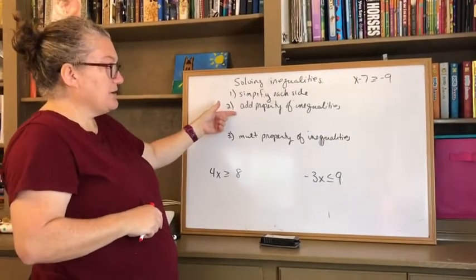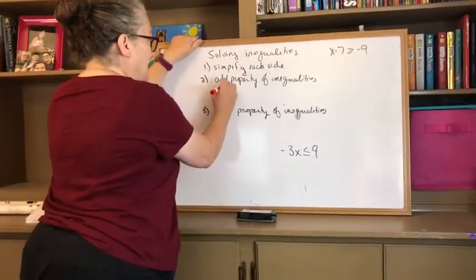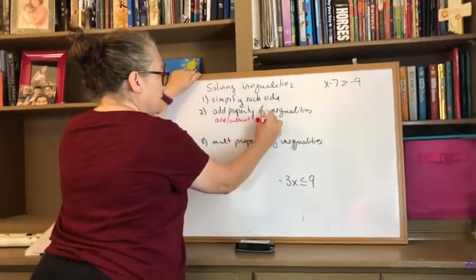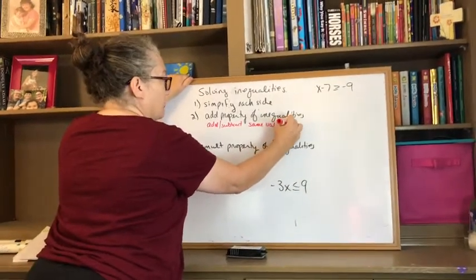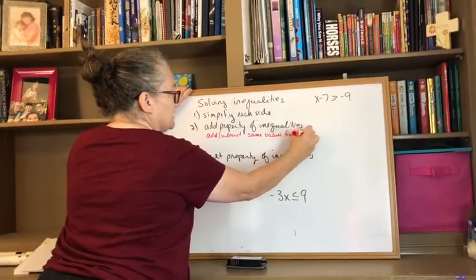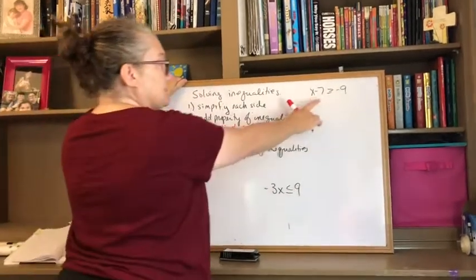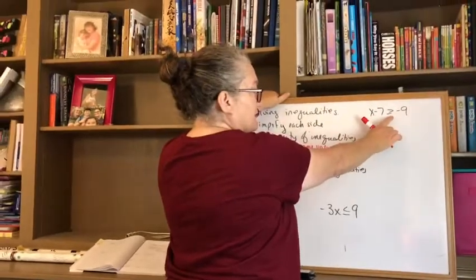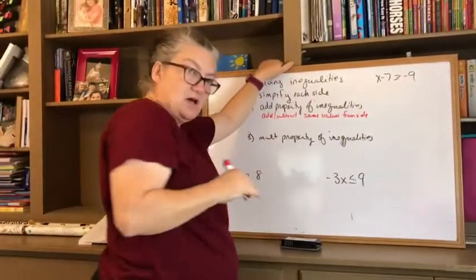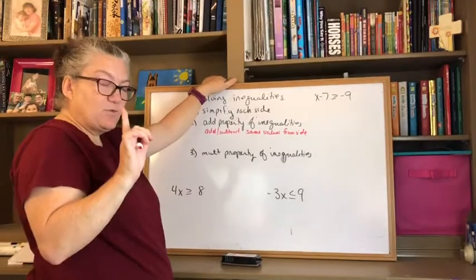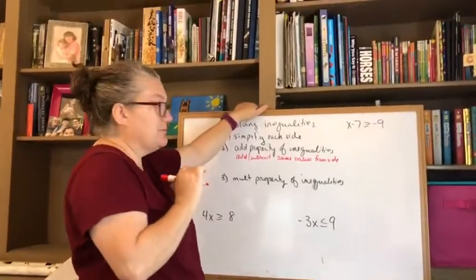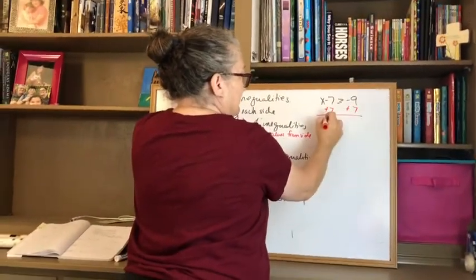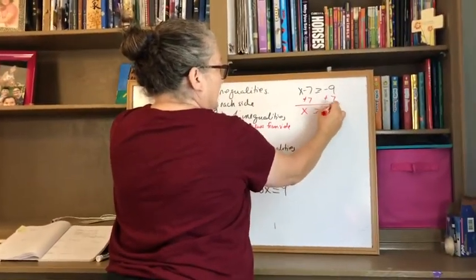Now, the addition property of inequalities says that we can add or subtract the same values from both sides without changing the value of the solution. So here's an example of where we would use the addition property. We have x minus 7 is greater than or equal to negative 9. When we're solving inequalities, it's just like equations except for one thing, and we want to solve for the variable. So that means I need to get rid of this negative 7 by adding 7, and I have x is greater than or equal to negative 2.